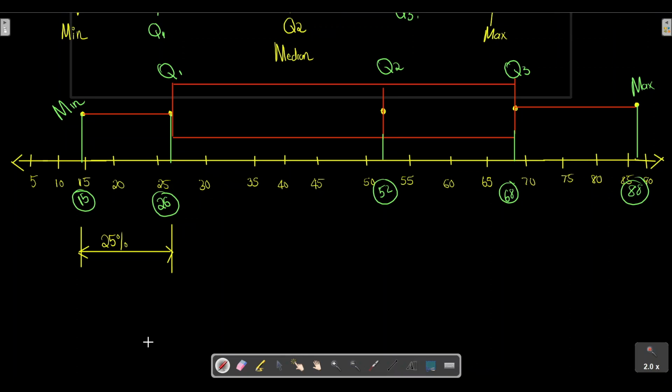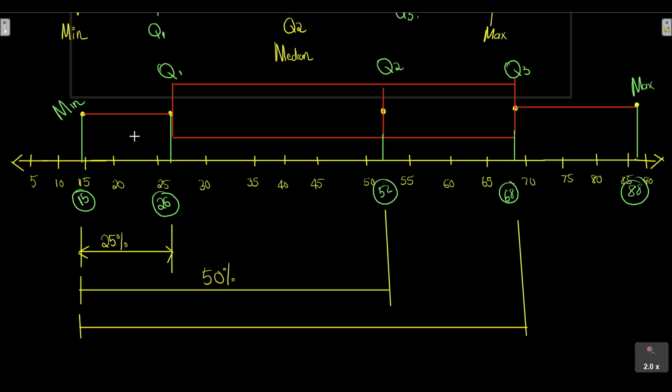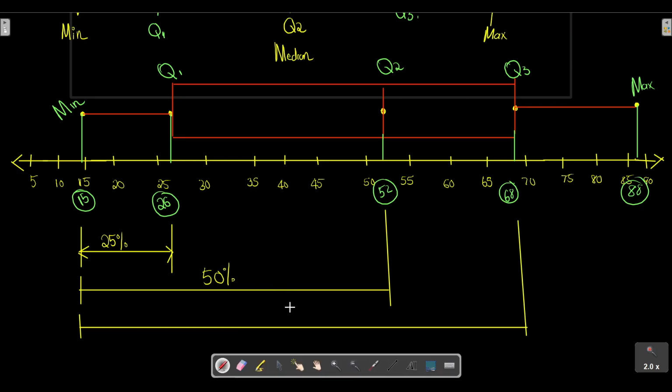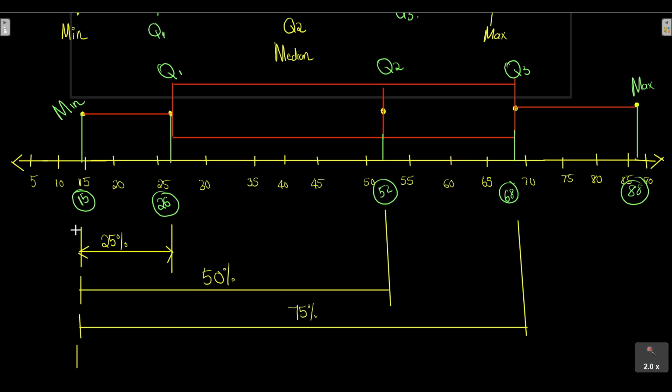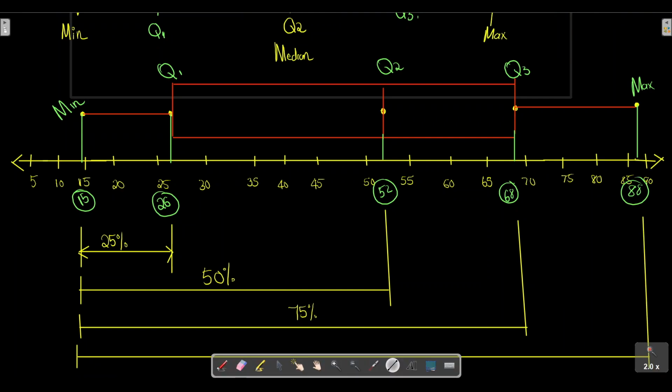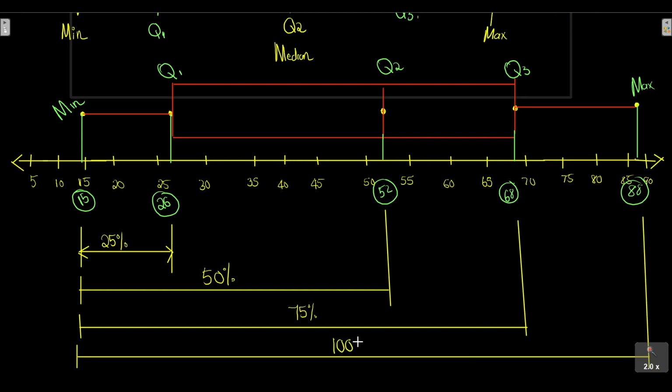Okay, if we move from your minimum value to your Q2, all the values between your minimum value and your Q2 basically represent 50% of the data, right? And if we move from your minimum value to your Q3, all these values basically represent 75% of the data. And if you move from your minimum value to your maximum value, all these values basically represent 100% of your data.